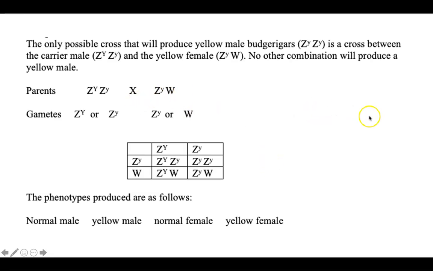Now, what we looked for in terms of marking is we wanted you to state what the parents' alleles were. So Z big Y, Z little y for the father, Z little y W for the mother, and then show us a Punnett square and then have some sort of explanation of what was going on there as well.